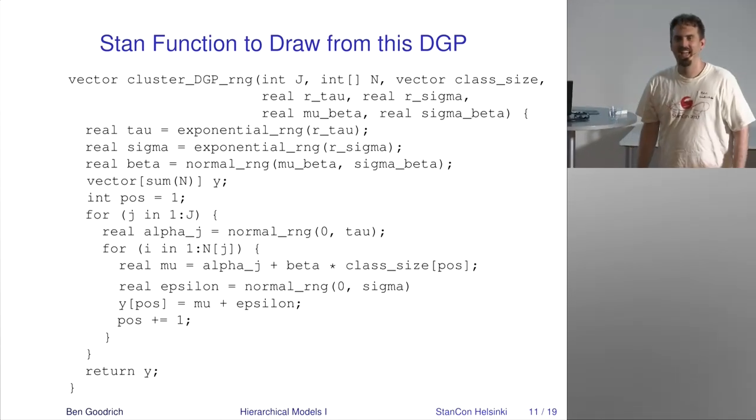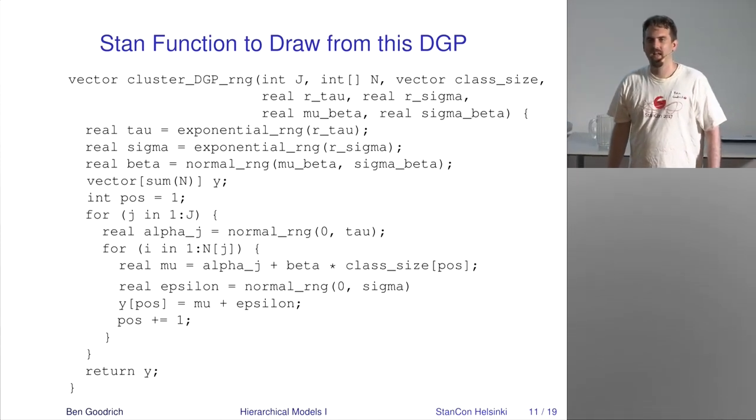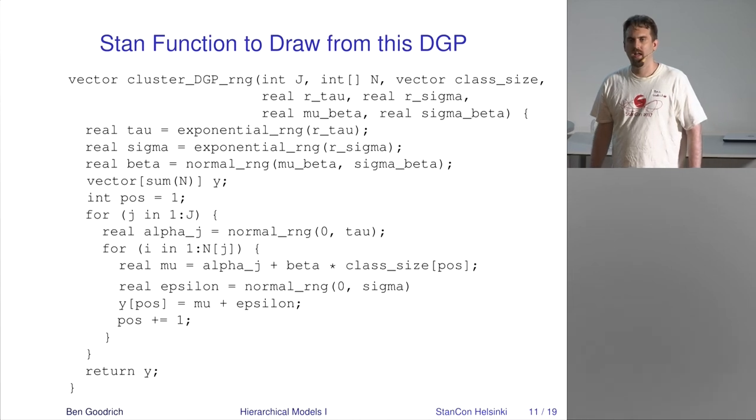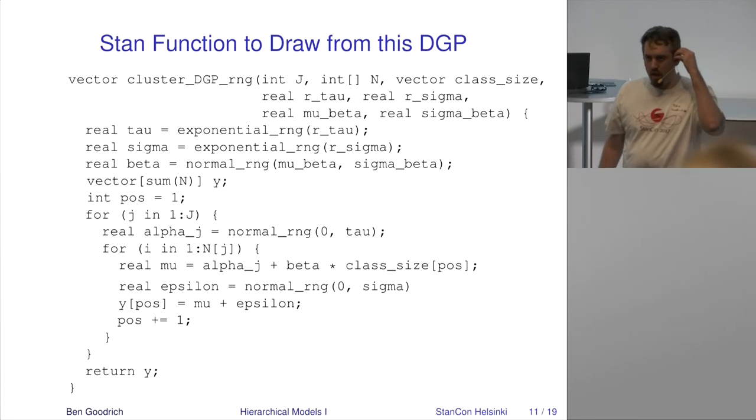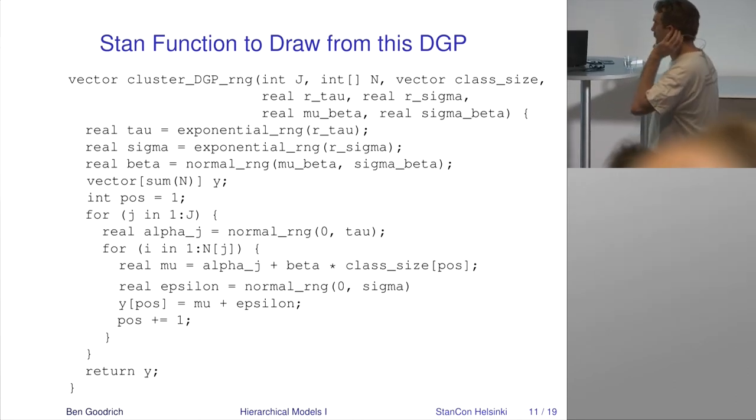Is there any reason why we, for instance, define alpha j, or like variables? Maybe alpha j makes sense, but mu, maybe we could just get rid of mu and just directly plug it in, or is this just, isn't right.